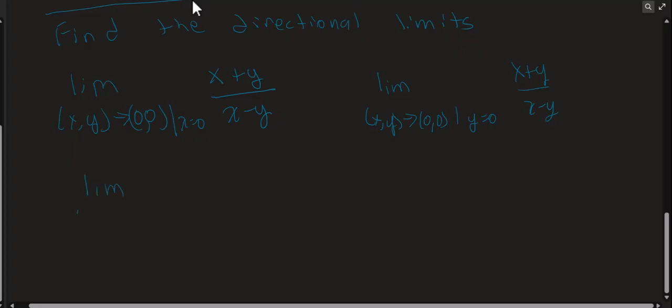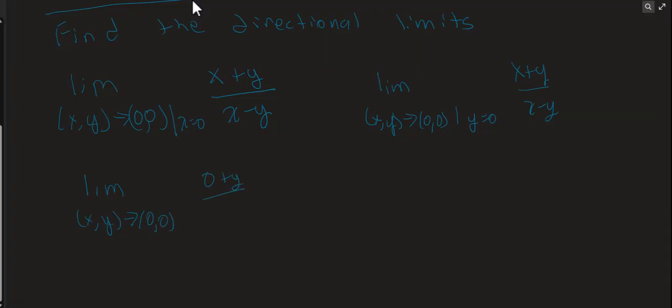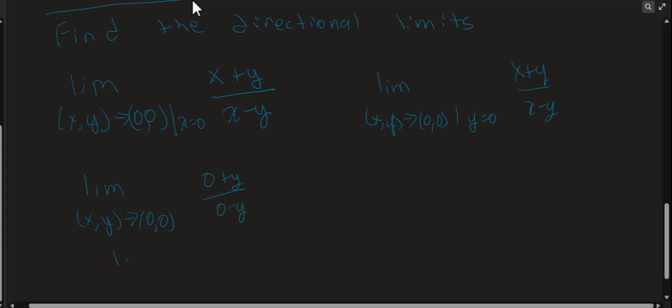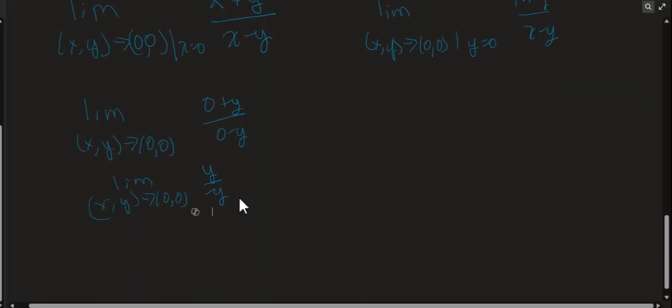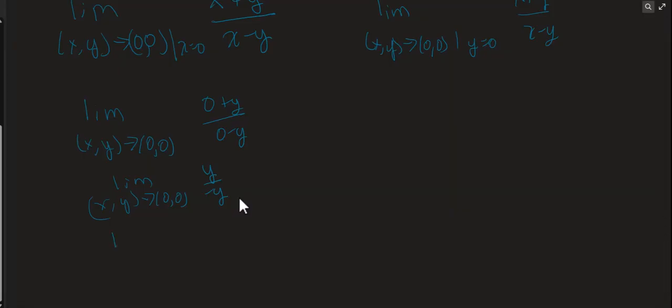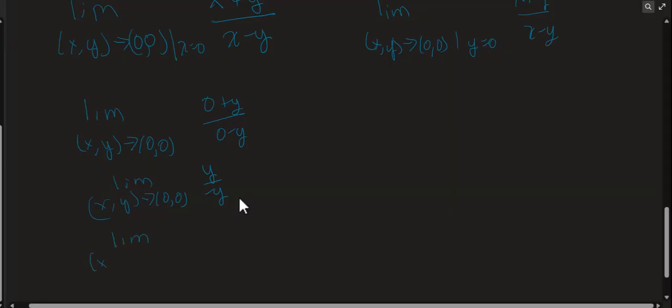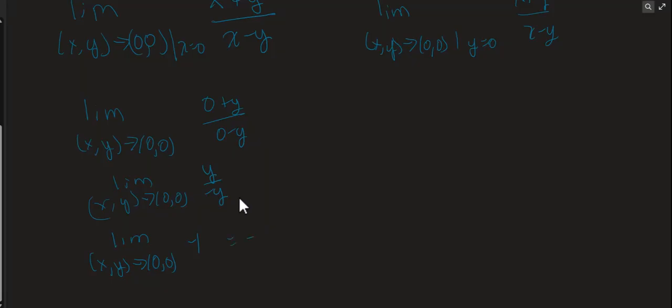Okay, so for this first one, we replace x with 0, and I get 0 plus y over 0 minus y, or the limit as xy approaches 0, 0 of y over minus y. Well, anything over itself is 1. Anything over the negative of itself would be -1. So it'd be the limit as xy approaches 0, 0 of -1. There's nothing to plug in there, that's just -1.